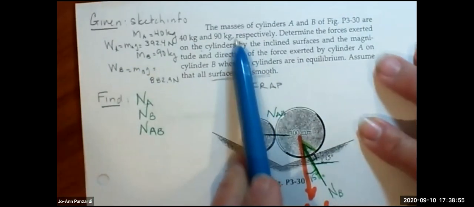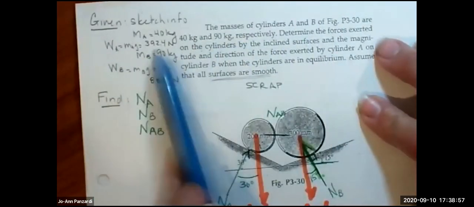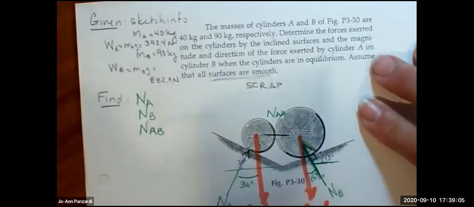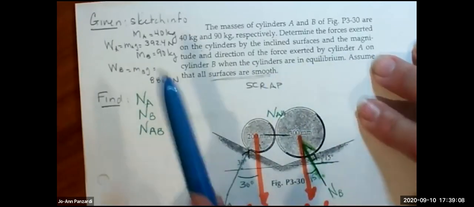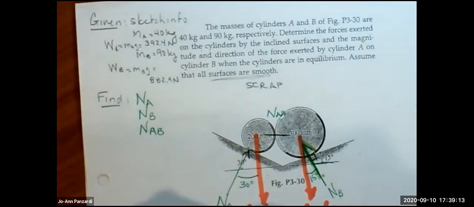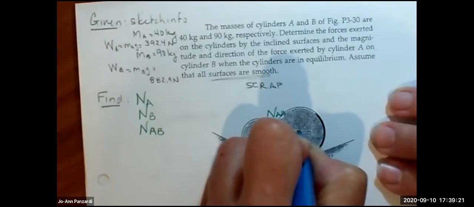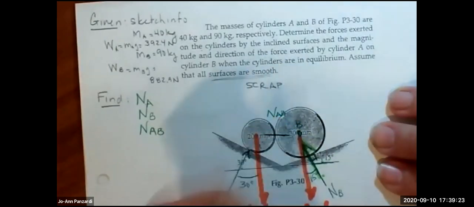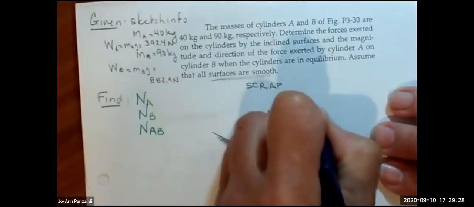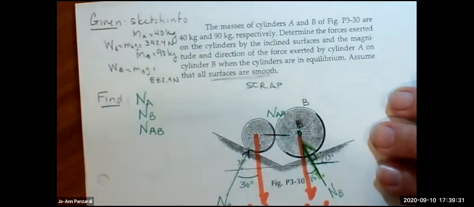So let's just read it again. They gave us the weights. They want us to find NA and NB, and they want us to find NAB. So, Jack, you here? Yes. Okay, Jack. If I was drawing a free body diagram of B right here, which way would normal AB go? To the left or the right?